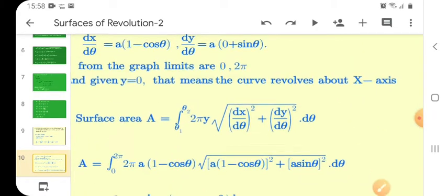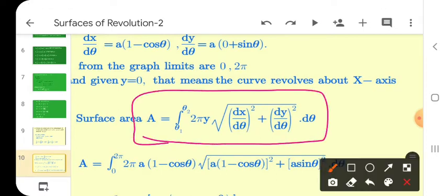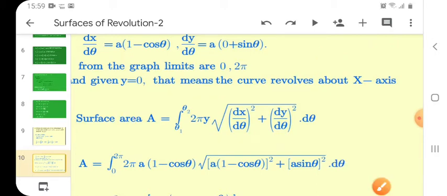See here, what is the formula of surface area? Integral theta 1 to theta 2, 2 pi y. Y means y equals to what? f of x. Okay, f of x, root of dx by d theta whole square plus dy by d theta whole square. And we want dx by d theta value, dy by d theta value and y value and theta 1 to theta 2. That means limit values.